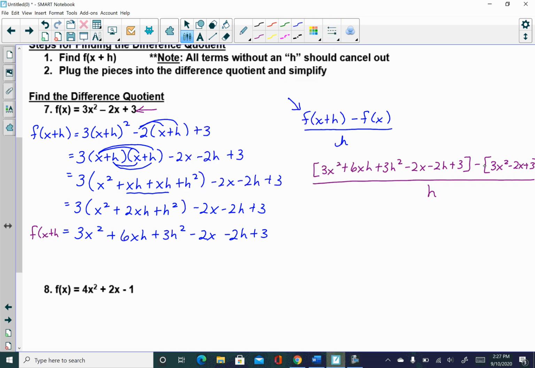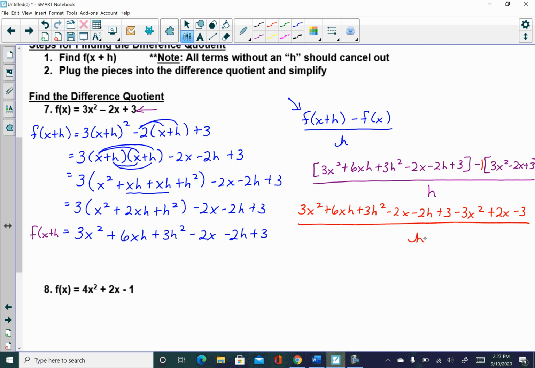Now we're going to take the negative in front of that back bracket, take that -1 and distribute it through. So I'm just going to bring down the first bracket. So I have 3x squared, just bringing it all down. Minus 3x squared, negative times a negative, positive 2x, negative times positive, -3, all over h.